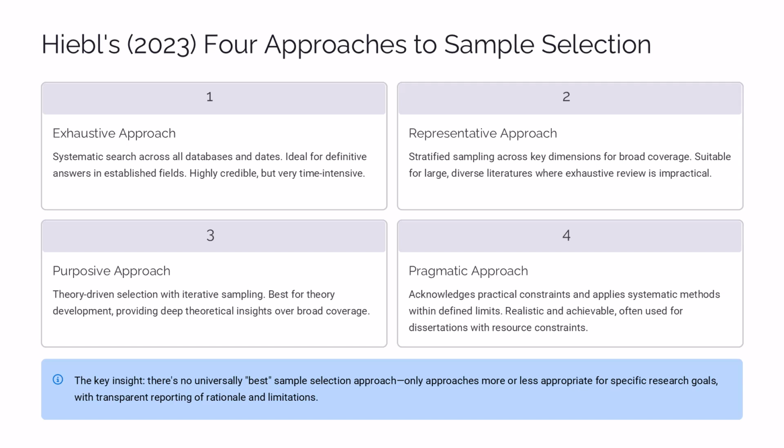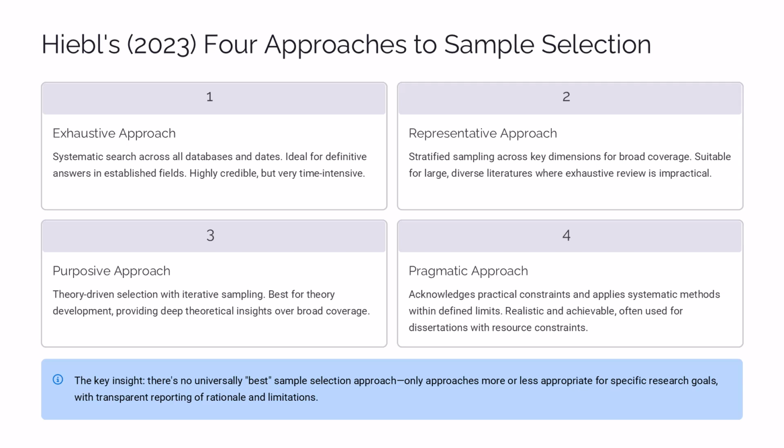This approach is appropriate for well-established research areas with clear boundaries when you need definitive answers about effect sizes or relationships, and when comprehensiveness is more important than theoretical innovation. The advantages include definitive, authoritative conclusions and high credibility, but the disadvantages include being extremely time-intensive and potentially unwieldy with large literatures.